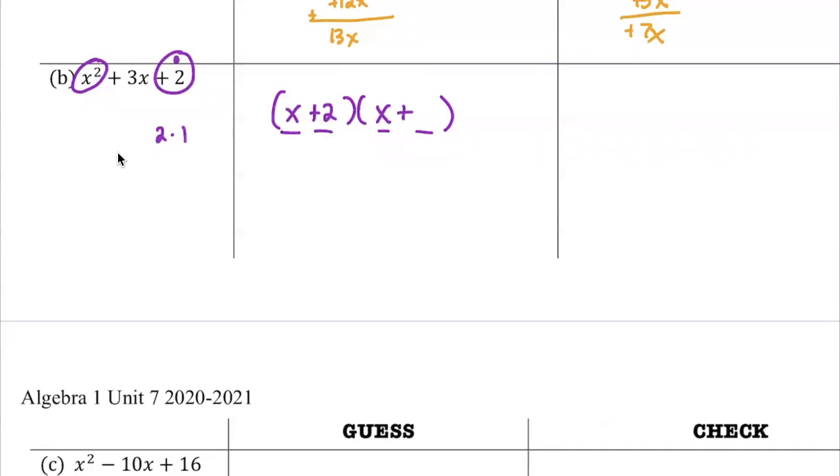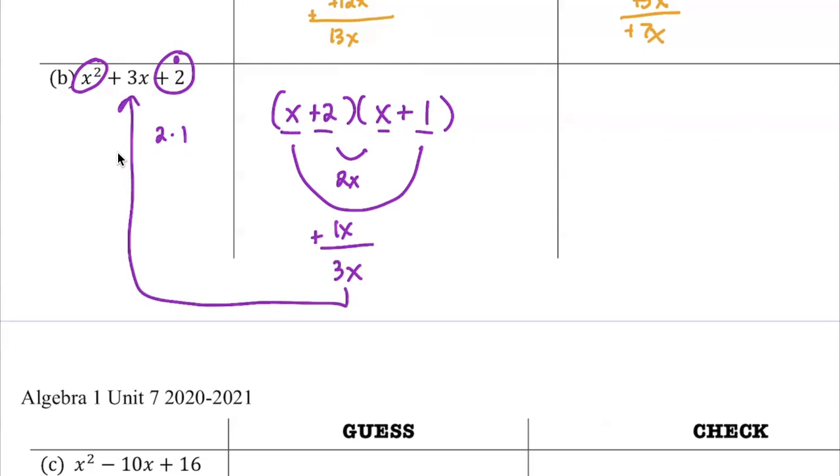If I do x plus 2 and x plus 1, let's check to see if this works. If I do 2 times x, we get 2x. X times 1, we get 1x. And if I add those together, we get 3x. Now, is that the middle term of our polynomial? Yes, it totally is. So this is my final factored form.